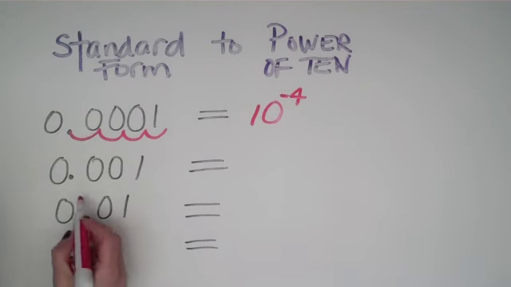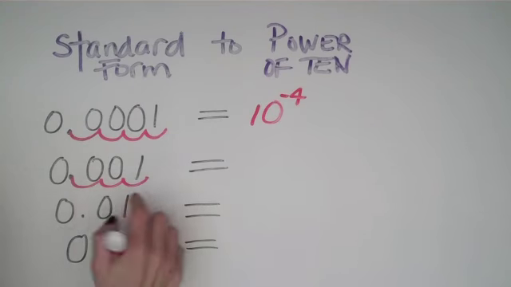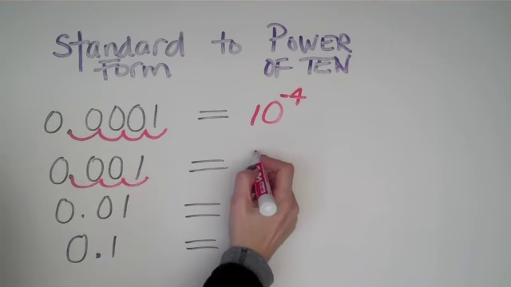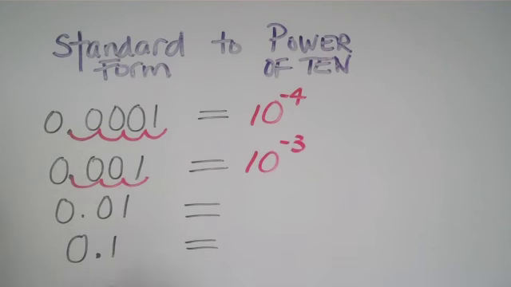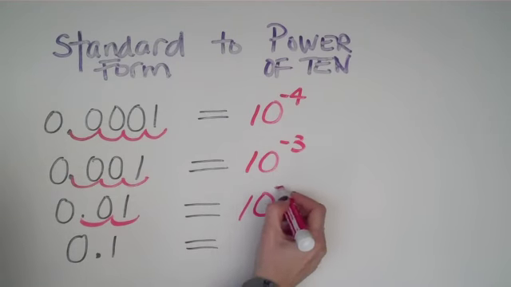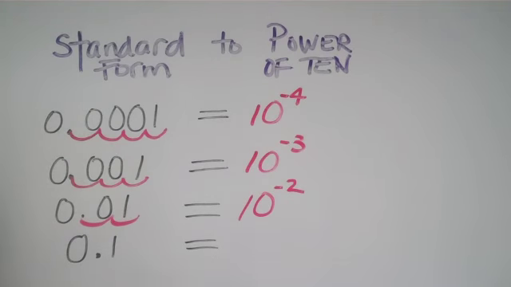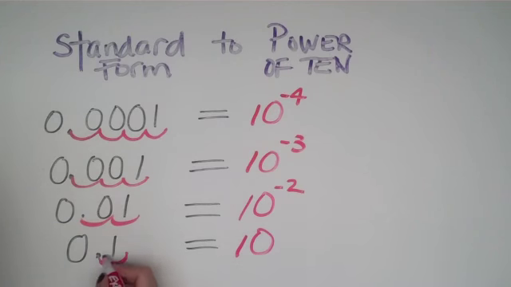So let's do one more time. 1, 2, 3. So then we move 3 spaces. Your base of 10, it becomes -3. 1, 2. We move 2 spaces. We write our 10. It becomes 10 to the -2. To the right of the 1 is only 1 space. We still write our 10, and then it becomes 10 to the -1.